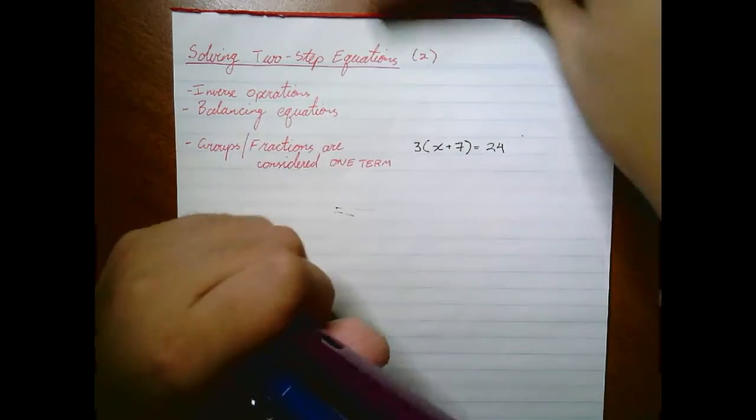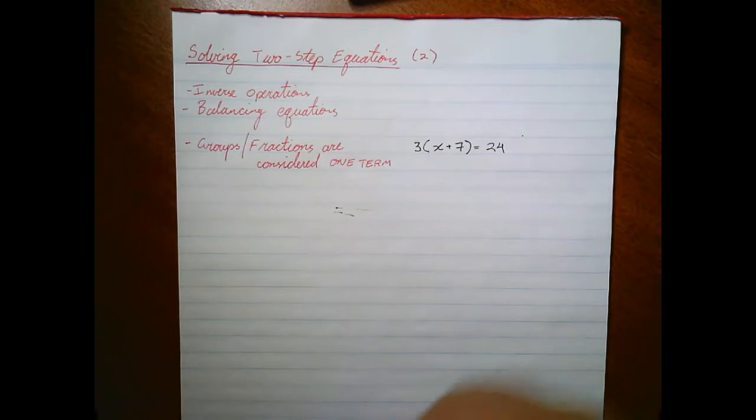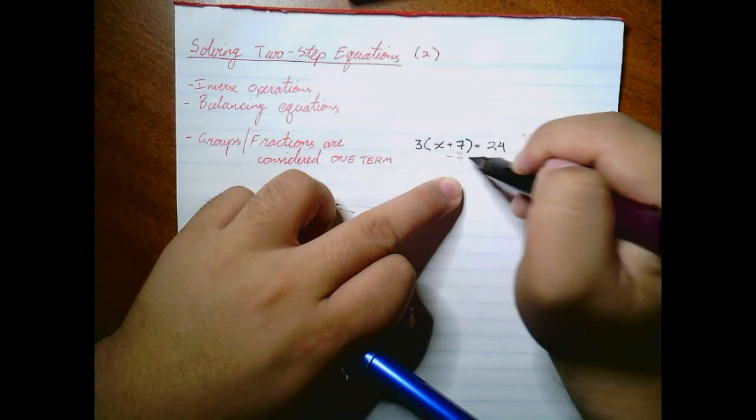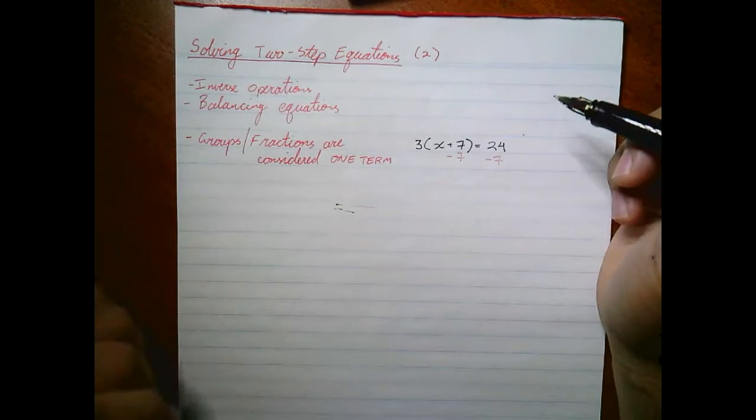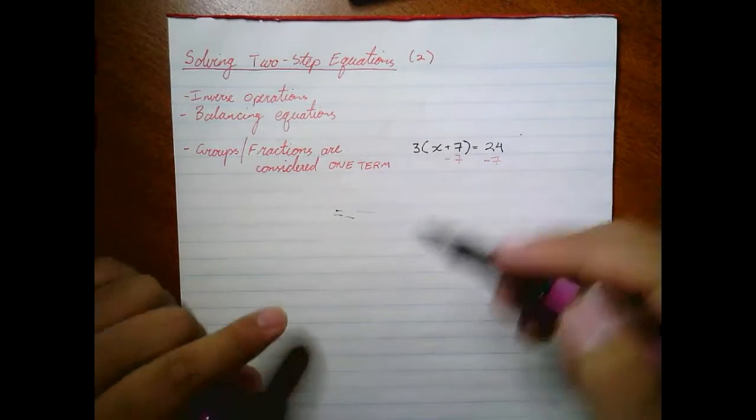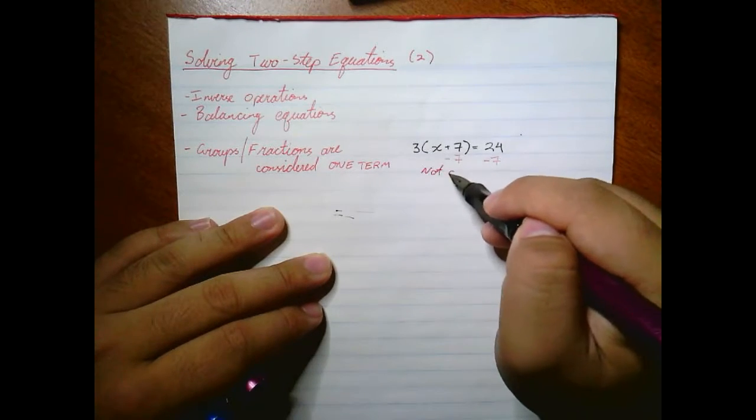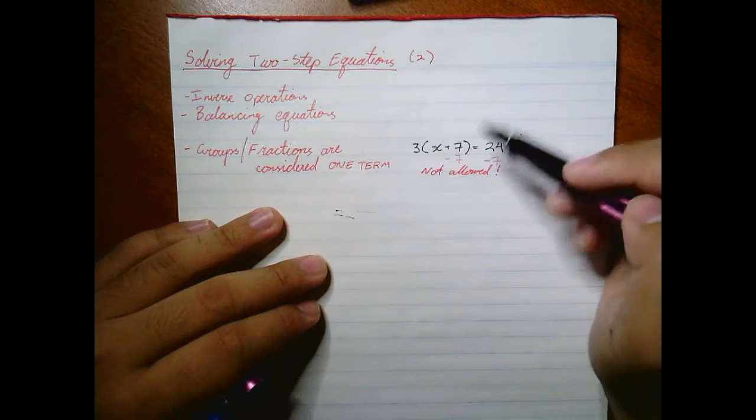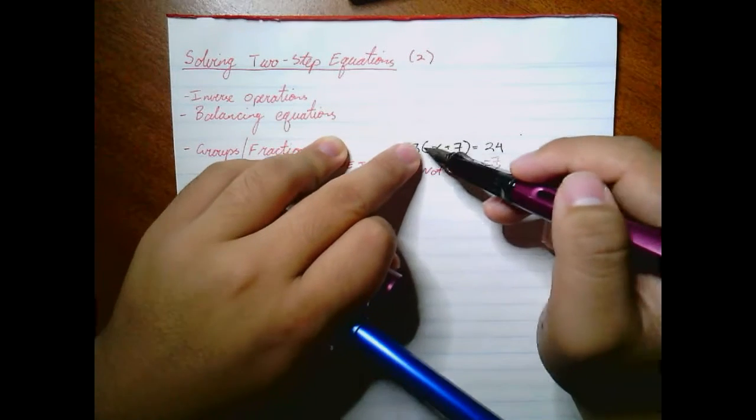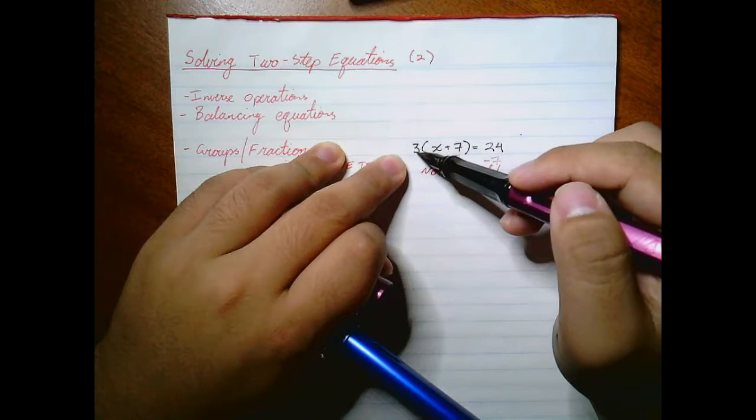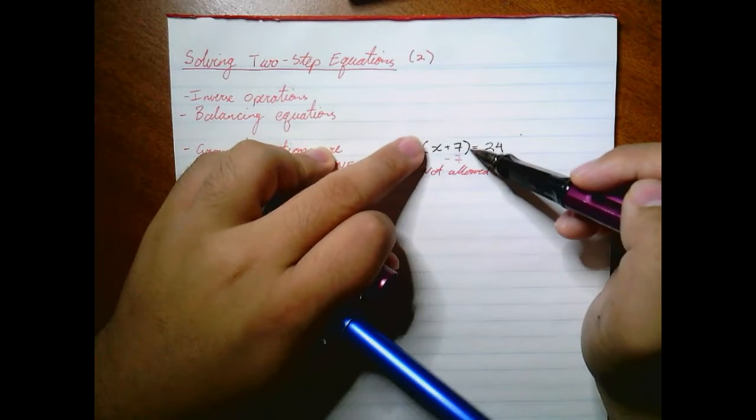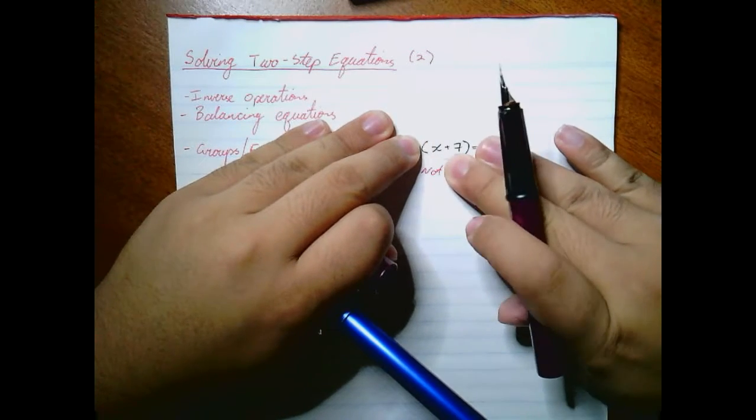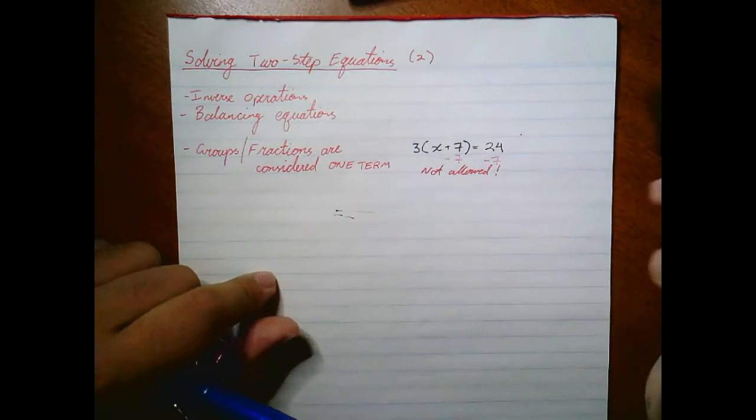And as a result, if we tried to do the operation of minus 7, this is actually not allowed. So I'm just going to make it very clear, this is not allowed. And the reason for that is that this 3 is operating on the entire group. Think of the 3 as a guard to these. We can't touch or operate on the x plus 7 until we remove that 3.